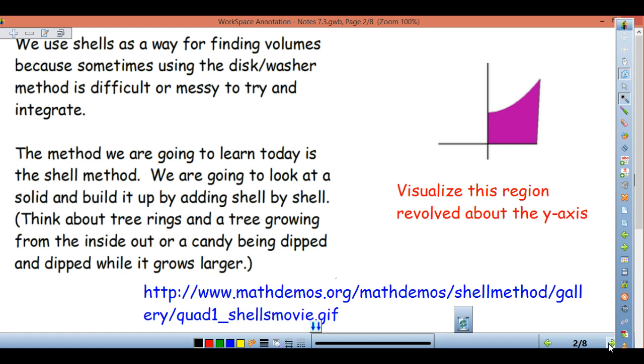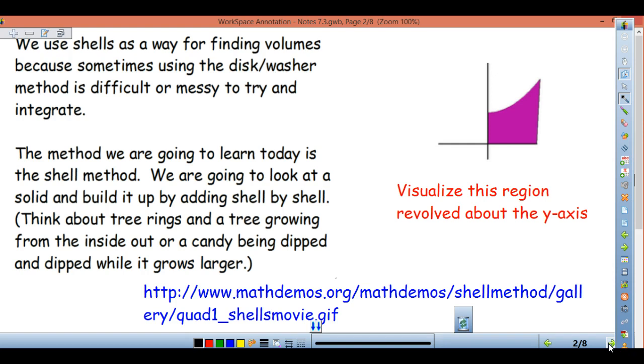Another way to think about this is a piece of candy being dipped and layers being added onto it, kind of like a gobstopper, or a candle being dipped and having layers added to it. We keep adding a layer of shell each time. Each time a layer is added, the volume gets larger. You keep adding another shell.